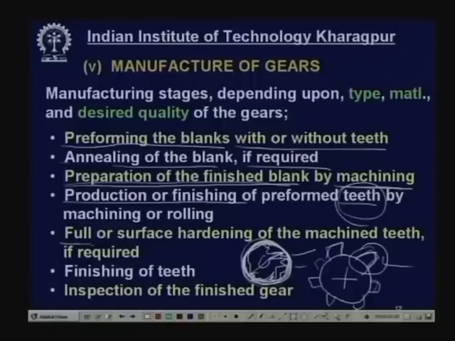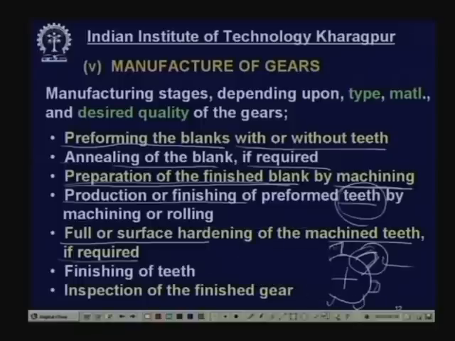Next is full or surface hardening of the machined teeth if required. As I told you earlier, the tooth of the gear should be hard enough and wear resistant. For ease of machining, the blanks are softened by annealing after casting or forging, but the teeth should be hard for wear resistance, etcetera. But it is not always done. Cast iron gears need not be hardened, plastic gears need not be hardened, but steel gears, yes, have to be hardened. So, full or surface hardening of the machined teeth if required, like steel gears.